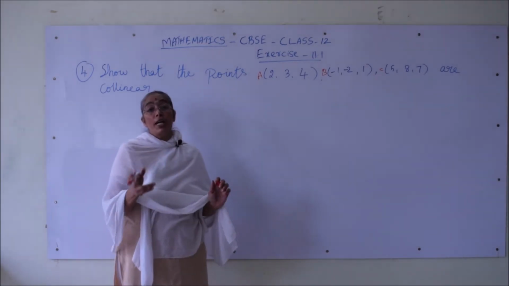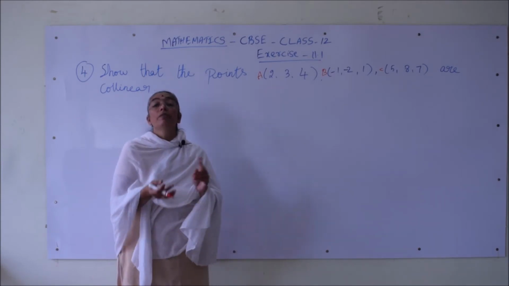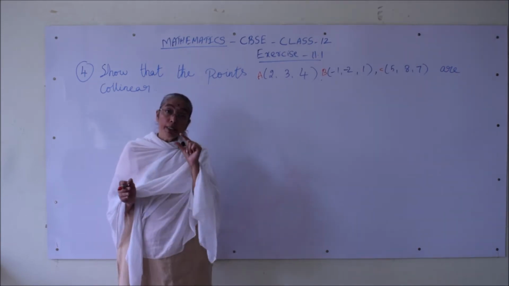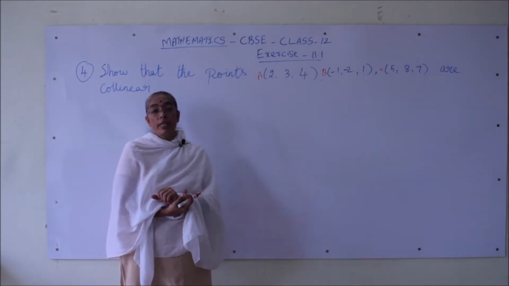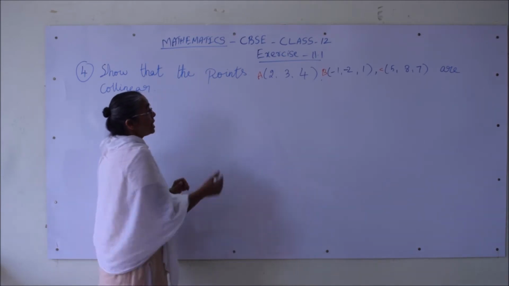If these two DRs are in proportion, then we can say AB is parallel to BC, which is the condition for two line segments to be parallel. But here the point B is common, so we can say A, B, C are collinear. So, first step, find the DRs of AB.